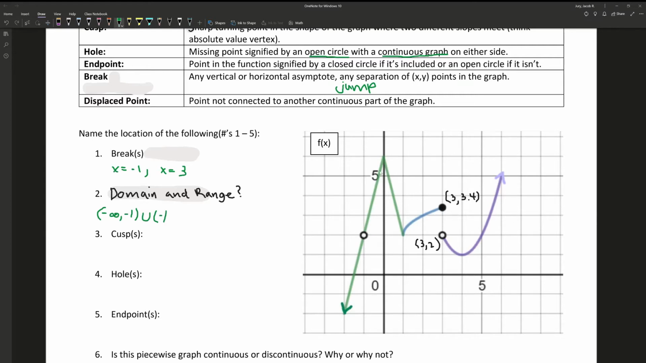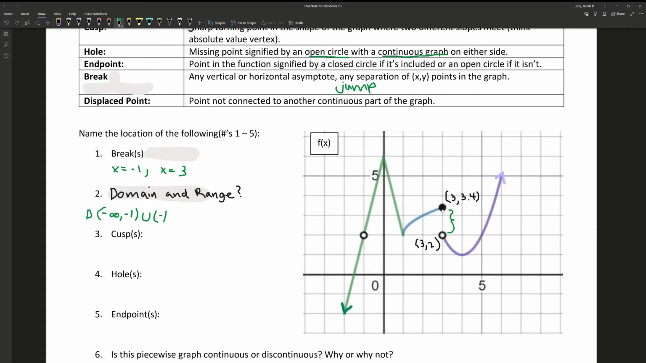Now, does the rest of our function break at all in its domain? Are all the values included in the domain? Yes, they are. Even though this is a jump or a break, like we discussed earlier, because we have a separation between y values here.